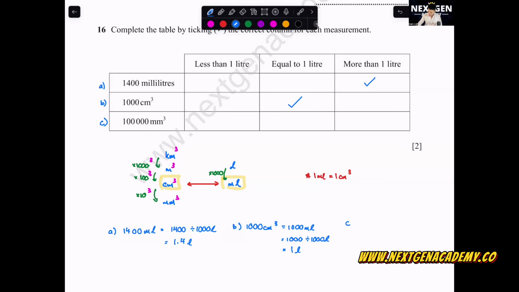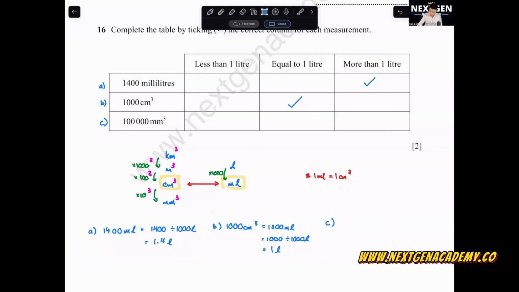So it's 1 liter. Okay, the last one, 100,000 mm cube. What do we convert to first? We use this as the bridge. Convert to cm cube first, right? What's the conversion, mm cube to cm cube? We will divide by 10 cube, which is divide by 1000.